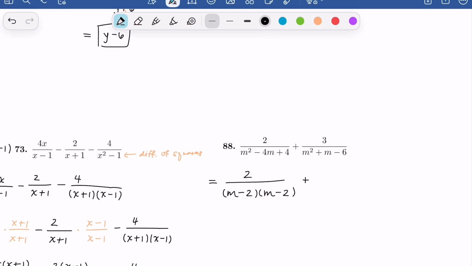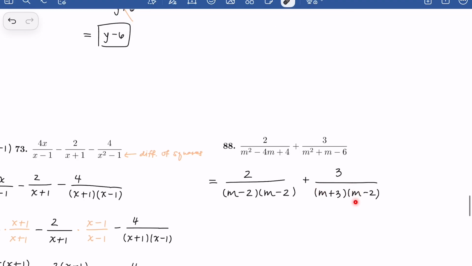Let's do the same thing for this second expression here. We're going to factor this, and we're going to end up with m plus 3 times n minus 2. Foiling this, we're going to get m squared. Distributing this and this guy gives us a positive m, and then 3 times negative 2 gives us a negative 6. So we've rewritten these guys in their fully factored form. Now we can see what the LCD is.